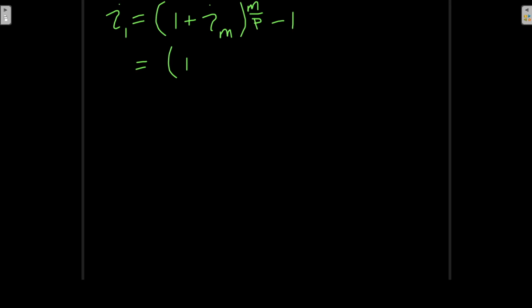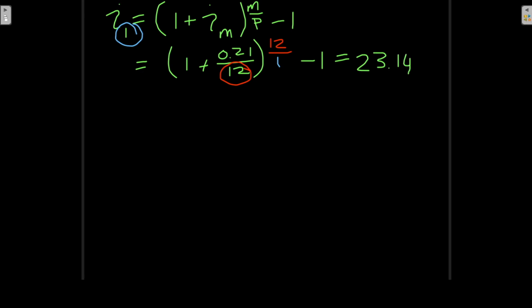Okay, and we have the effective monthly interest rate. We have IM, or I12 in this case. The interest rate is 21% per annum compounded monthly, so the effective monthly interest rate will be the 21% divided by 12. So my M is equal to 12 and my P is equal to 1. And if I calculate this, I can write it as a percentage, and that is per annum effective. Okay, so that's the first step.